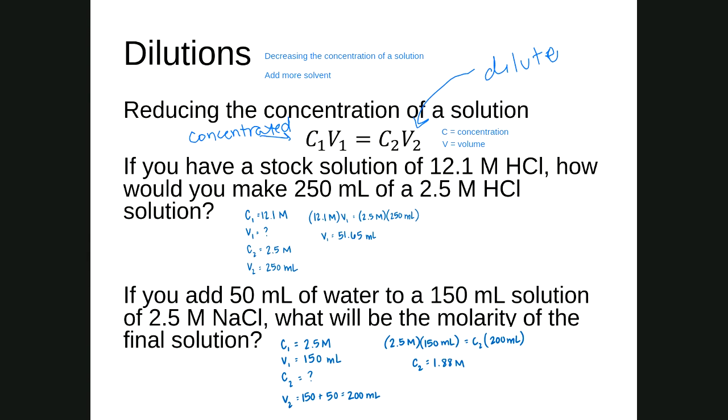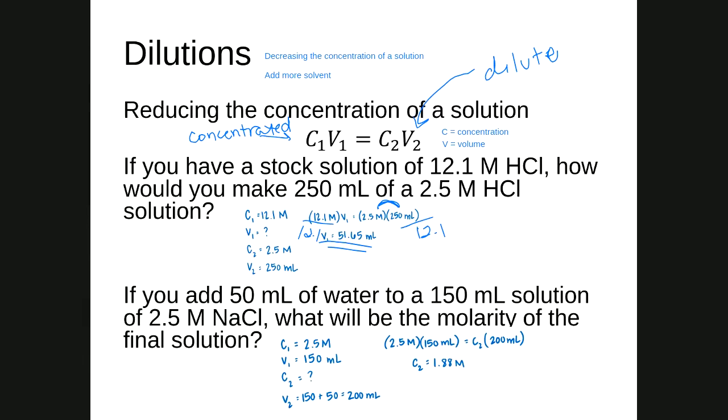So once we figure out all of our different variables, we can go ahead and plug them into our equation. And just to make sure that you're feeling comfortable with the algebra, what you would do is multiply these two numbers together first, find out what that answer is, and then just divide both sides by the 12.1, and that would give you V1. So the value we get for V1 is 51.65 milliliters.